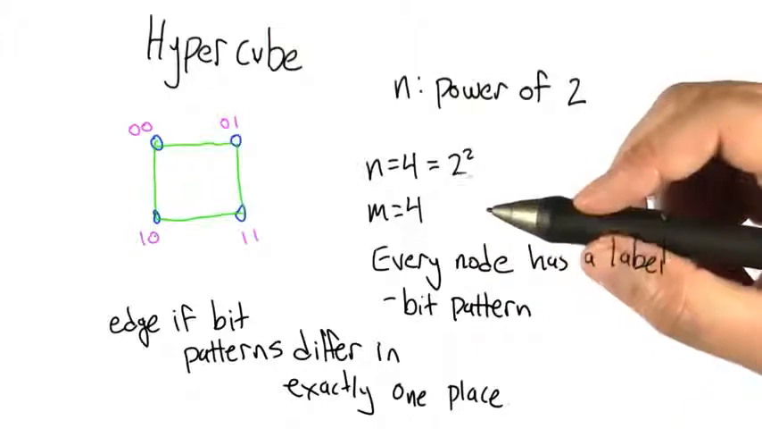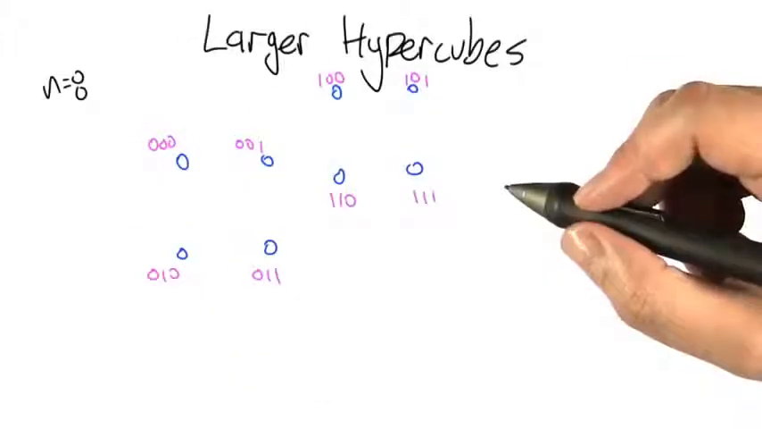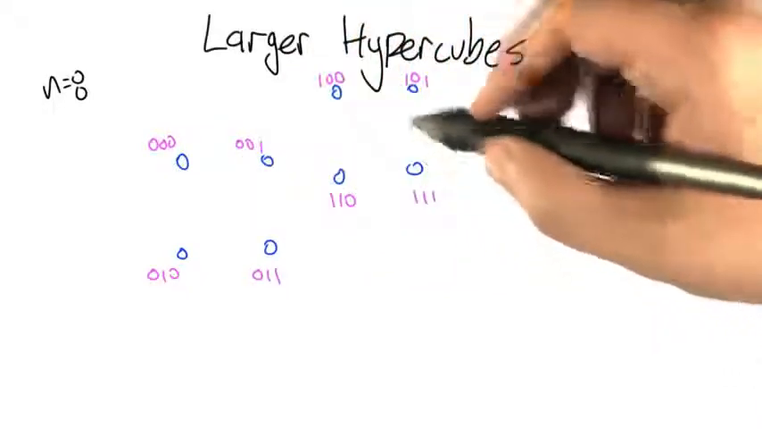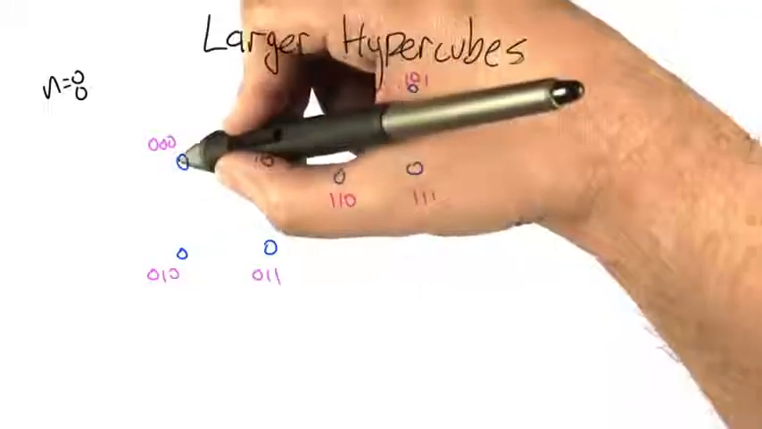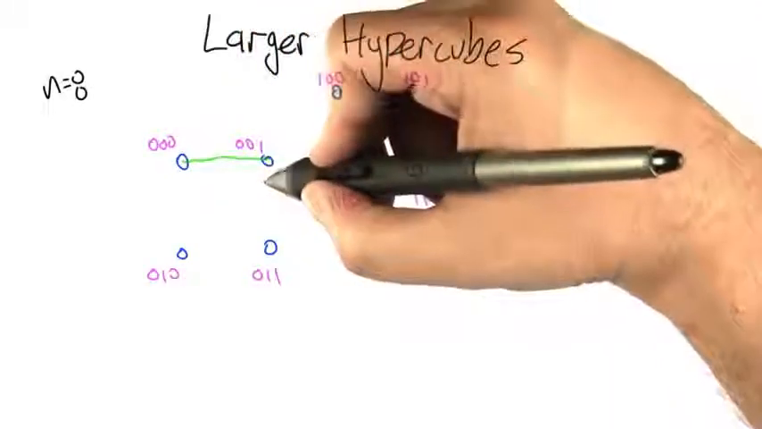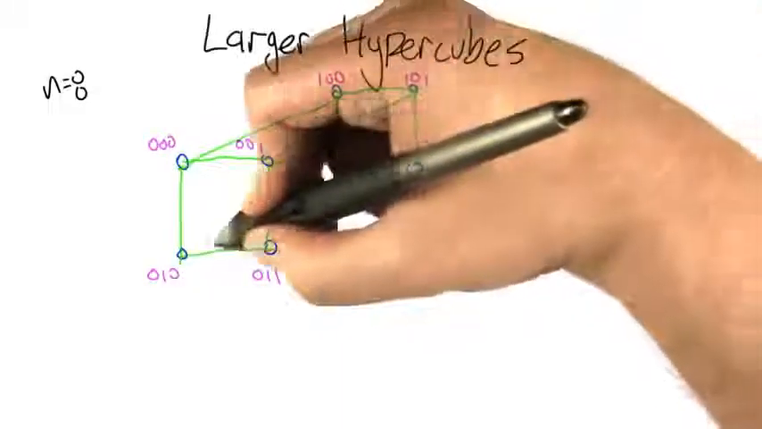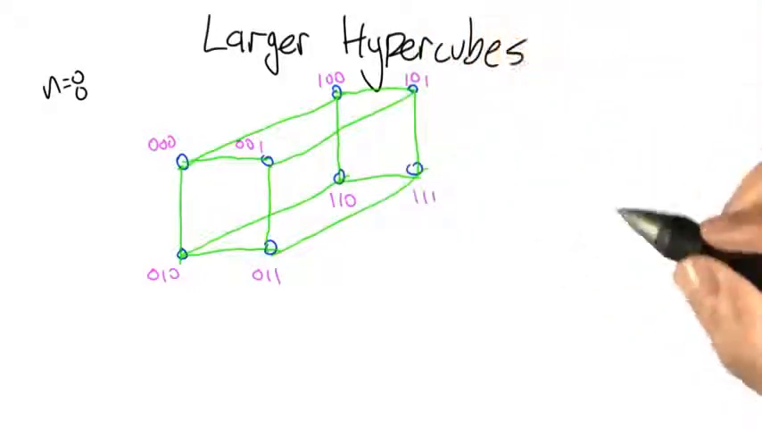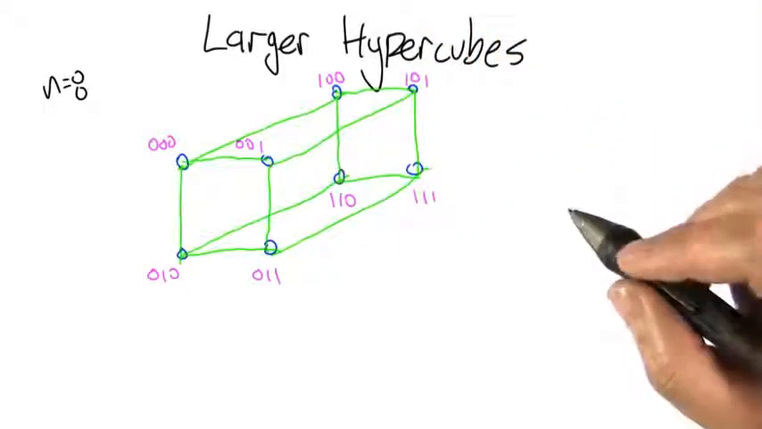And we can generalize this to larger graphs. So here's a hypercube on 8 nodes. We number the nodes from 0 to 7 in their binary bit patterns, and then we connect 2 nodes if they differ in exactly one bit place. Now, perhaps you can see why these are called hypercubes. This is a cube. The previous one was a square. What's the next one going to be?